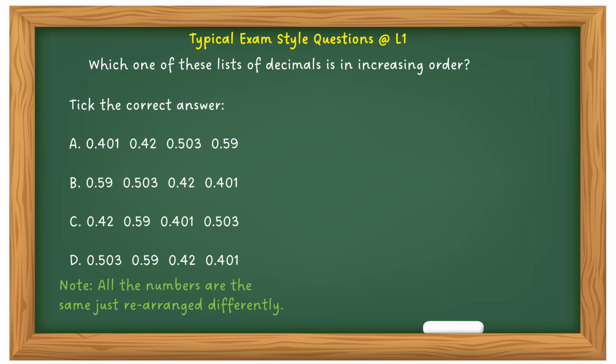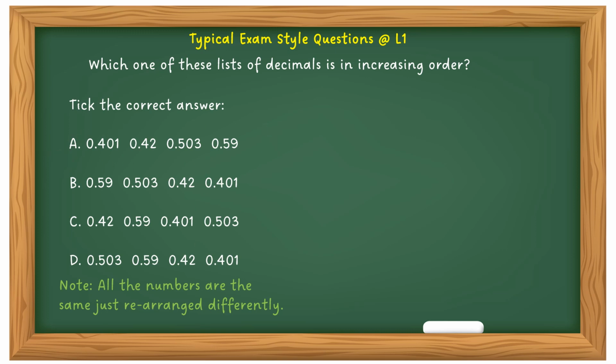Now here's another typical level 1 question. It says, which of these lists of decimals are in increasing order? All right, that means from small to large. It says tick the correct answer. Now the first thing you may note, as you can see at the bottom there, is all the numbers are the same. They're just rearranged differently. So all you have to do is focus on one set of numbers and start comparing them.